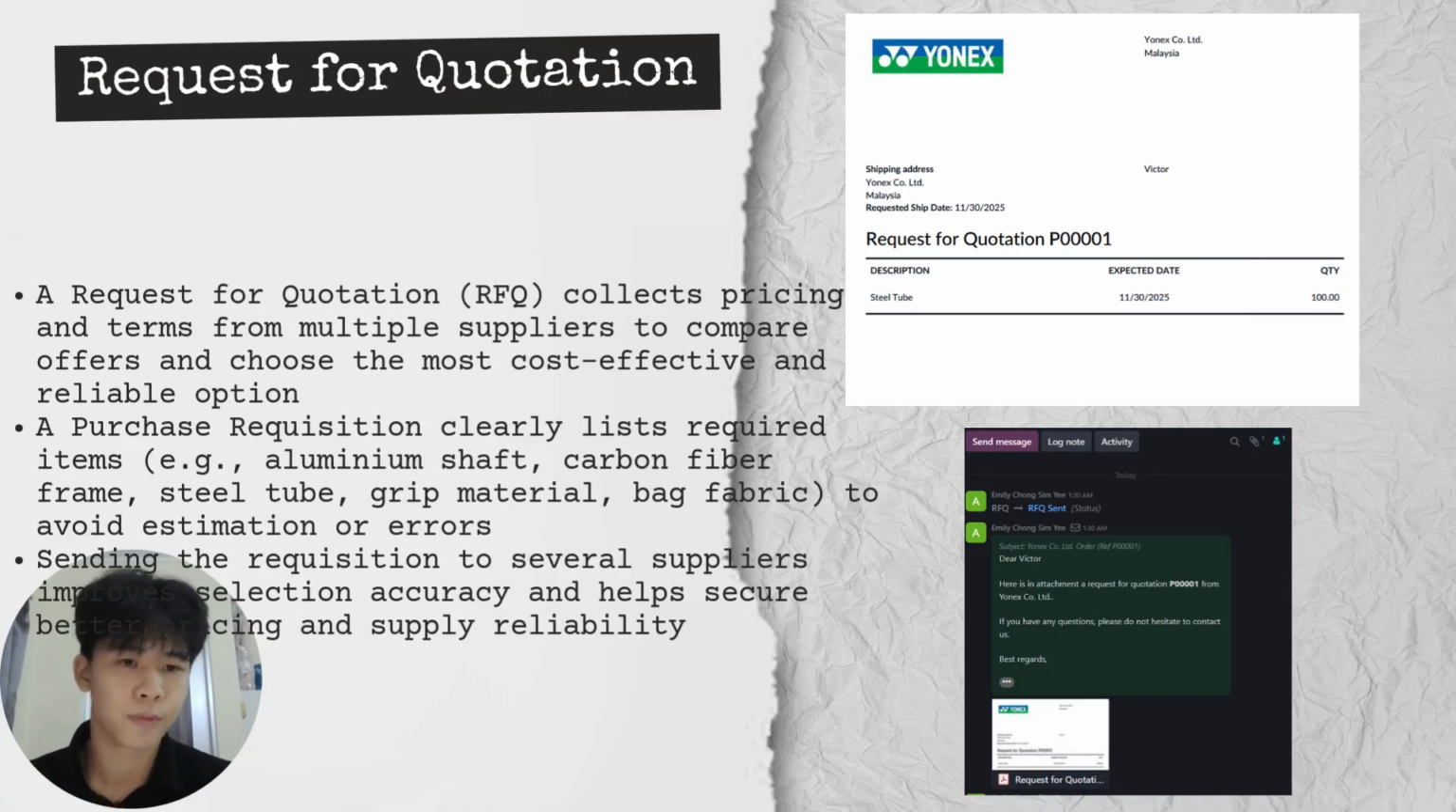A request for quotation, or RFQ, is an invitation sent to suppliers to collect pricing and terms from multiple suppliers, to compare the offers and choose the most cost-effective and reliable option. A purchase request clearly lists the required items, like aluminum shaft, carbon fiber, and so on, to avoid estimation errors. Sending the request to several suppliers can improve selection accuracy and help secure better pricing and supplier reliability.